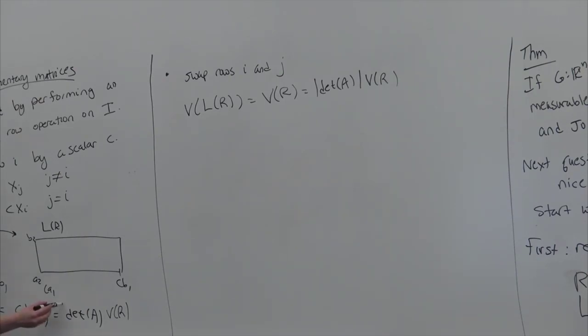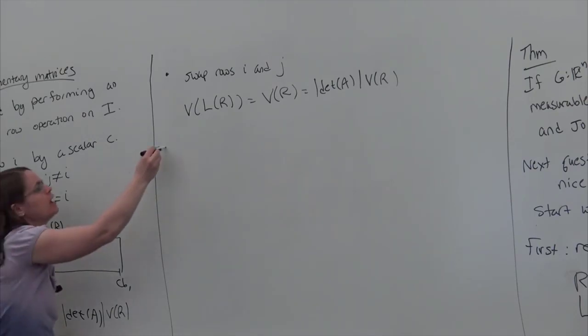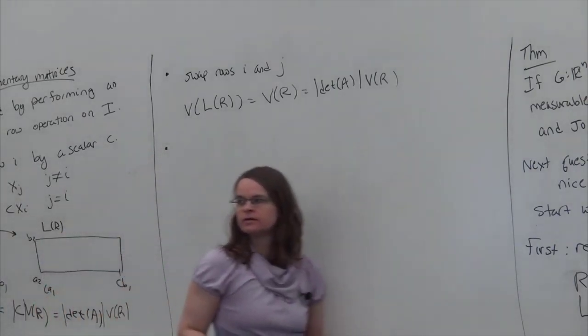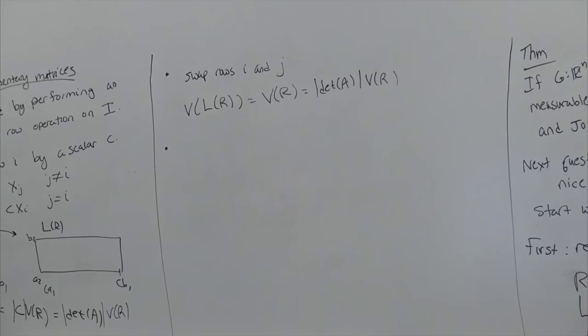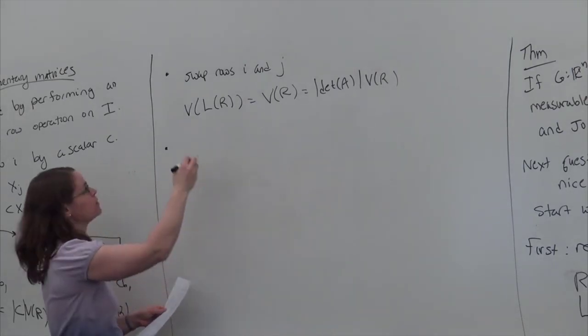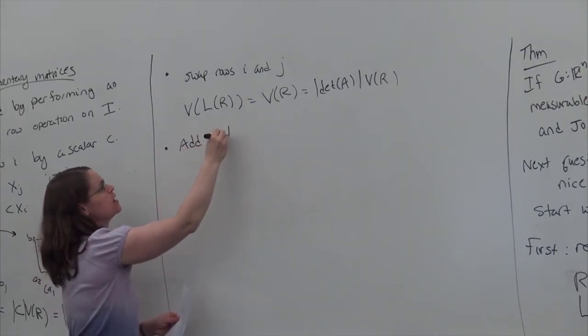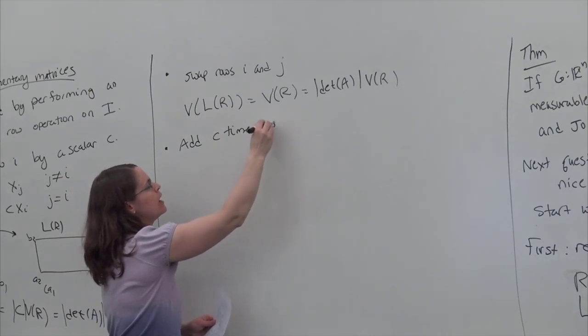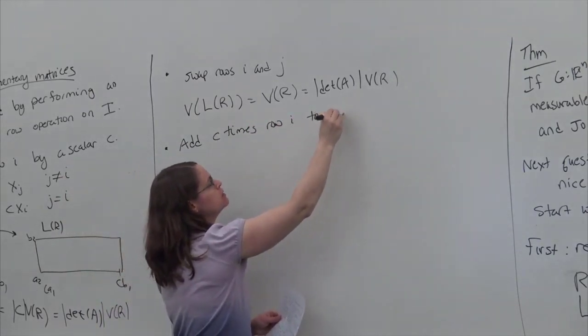That's really true here too, because C could be negative. So probably we should have done that. All right, last one. So what's our last one? We have to take one of the rows and add some multiple of another row to it. That's our last possible elementary row operation. Okay, so let's add C times row I to row J.